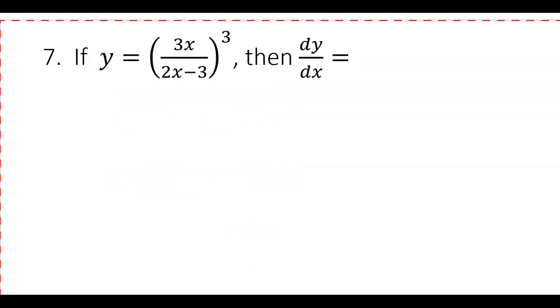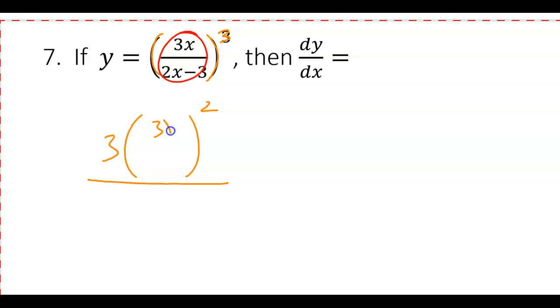Let's go ahead and take a look at number 7 here. This is a chain rule that has a quotient inside of it. So it's a chain rule and a quotient rule. My outer function here is the power function. My inner function is everything else. So the derivative of the outside function would be 3, and then parentheses, take 1 off the power. All of the inside will stay the same.